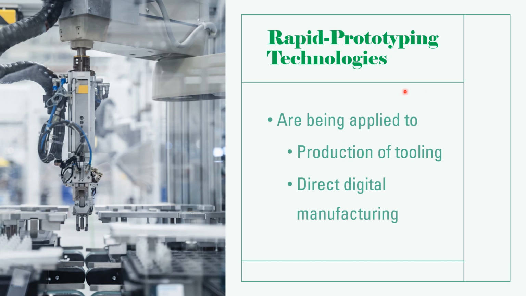So in rapid prototyping technologies, when we take a look at them, we see that they are being applied to making tooling, and also to direct digital manufacturing, meaning we're using some form of technology to manufacture directly, and that's a rapid prototyping technology. So that way we can reduce the product development time.